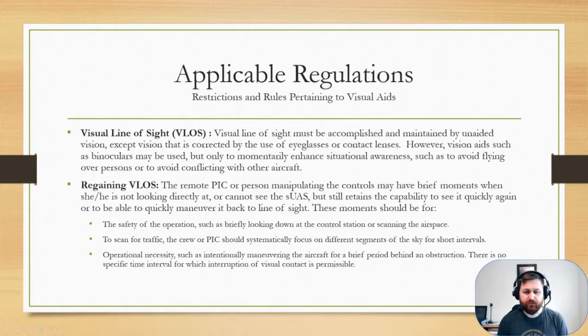And then operational necessities such as intentionally maneuvering the aircraft for a brief period behind an obstruction. There's no specific time interval for which interruption of visual contact is permissible. So what we're talking about there is, if I'm flying my drone, say, behind a radio tower, and I know where it is, I have full control over it, that's still in the realm of okay from a commercial standpoint.